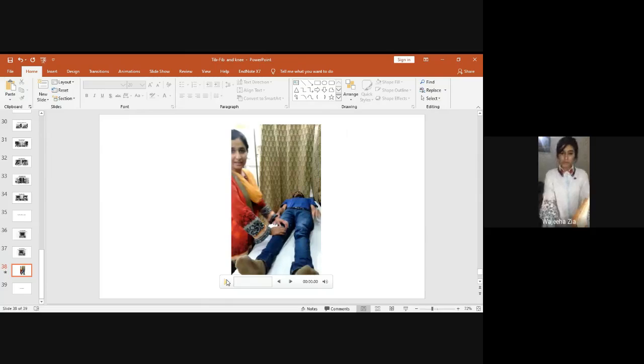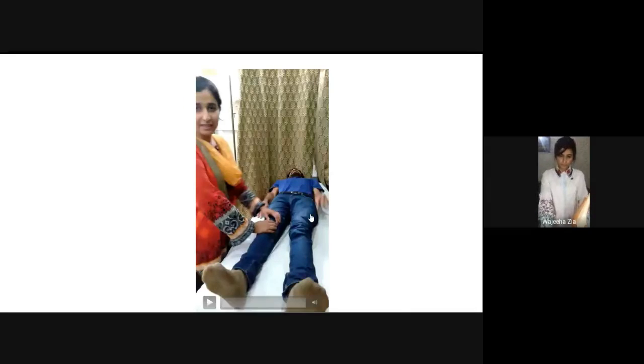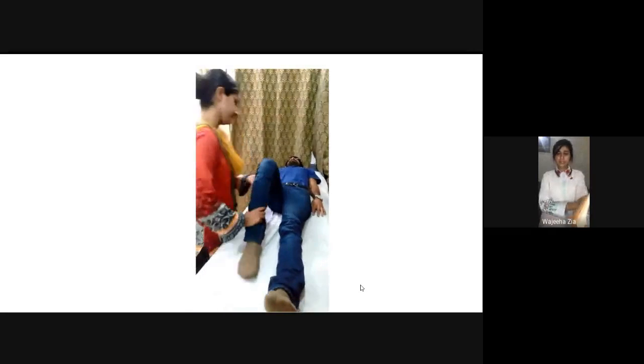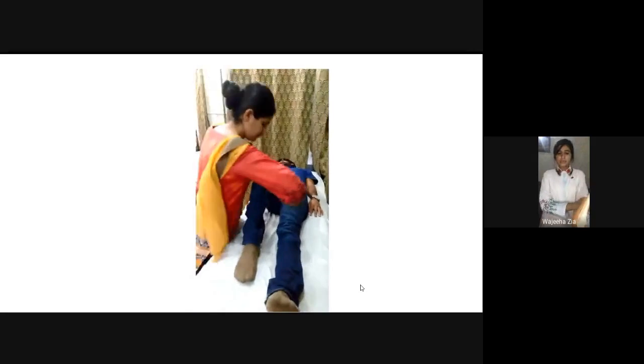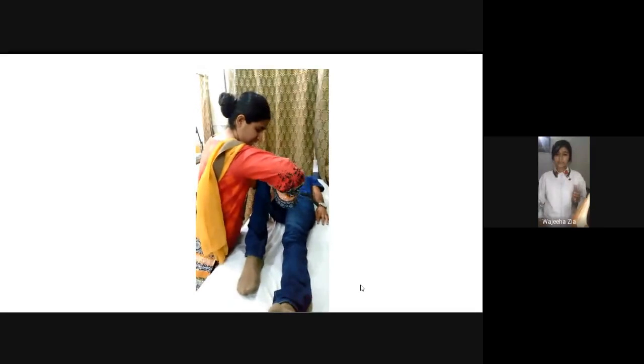In this video, you can see the gliding techniques. The first one, this is the superior glide. I'm standing at the patient foot level and applying the superior glide at the patellofemoral joint. Just hold the tibia and apply the glide. Now, this is the medial and the lateral glide. Stabilize the femur with one hand and apply. Right now, I'm applying the lateral glide.